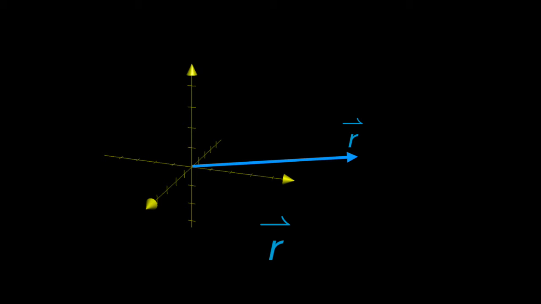I'll use the vector r for the displacement between 2 points, with the tail of the vector usually at the origin and the tip somewhere in space. The scalar r is the distance between those 2 points, that is, the length of the vector r, and r hat is the unit vector in the same direction as the vector r.